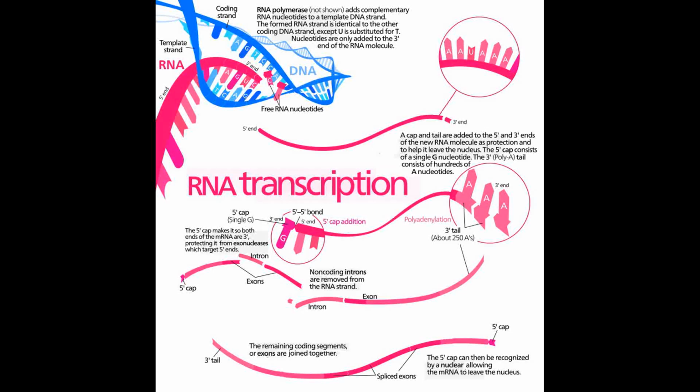The pre-mRNA undergoes splicing at the spliceosome. The introns are removed, leaving only the exons. This makes mature mRNA. The mature mRNA then leaves the nucleus through the nuclear pores.